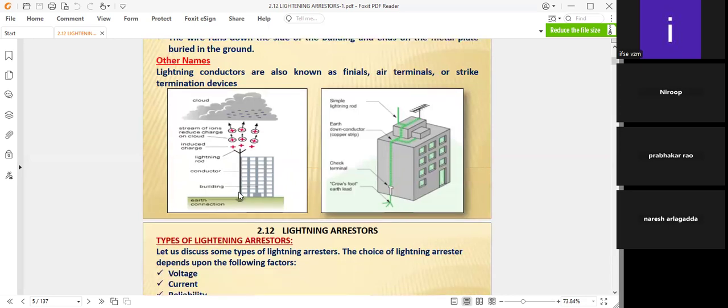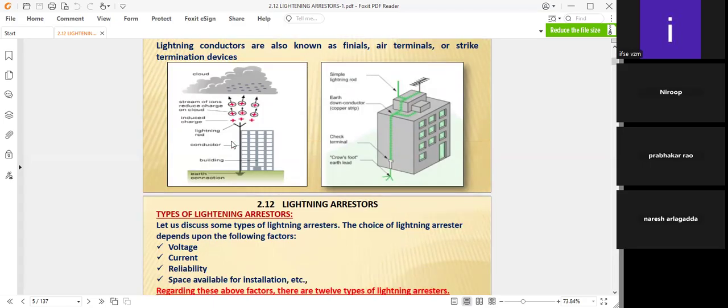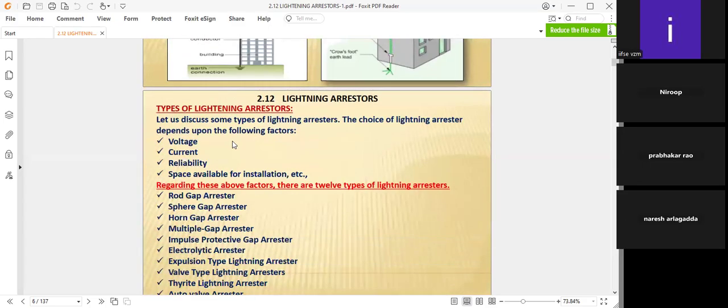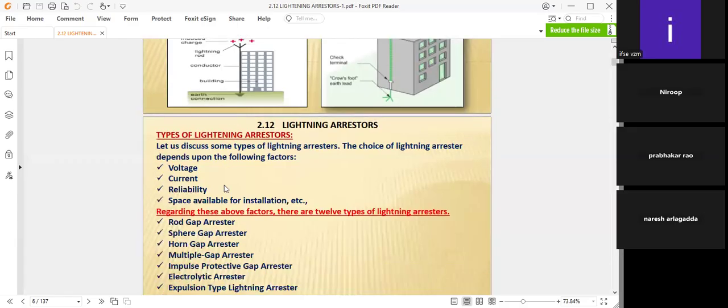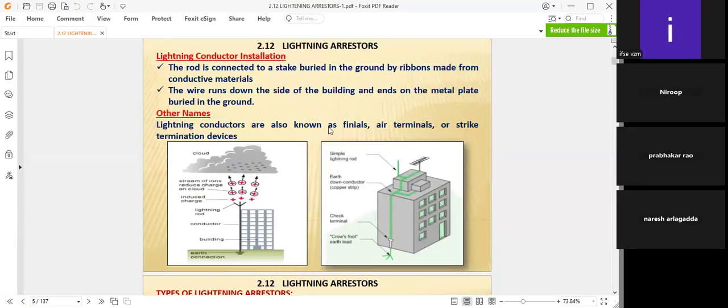Three things are there. Other names of lightning conductors are also lightning conductors, as well as finials and air terminals, or strike termination devices. These are the different names called by different people, depending upon their convenience, and the place will also decide the names.